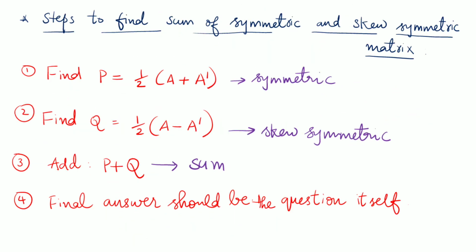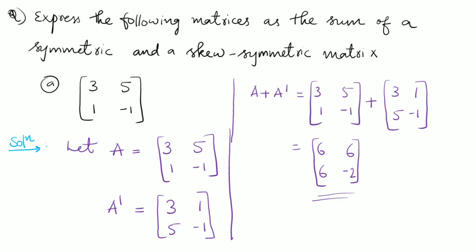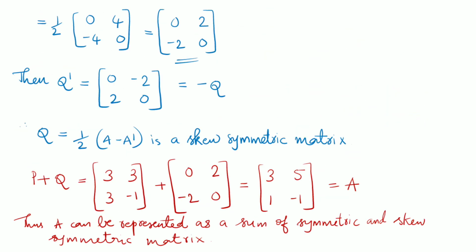I'll repeat if you have not understood. I'll repeat the steps. Okay. You have to find A dash, then add with A, multiply with 1 by 2. That is your P matrix. Then you have to find Q. Subtract A and A dash, multiply with 1 by 2. You will get one matrix. That is your Q. Then you have to add P and Q. That is your sum. And then the final answer should be the question. This is how you have to solve.